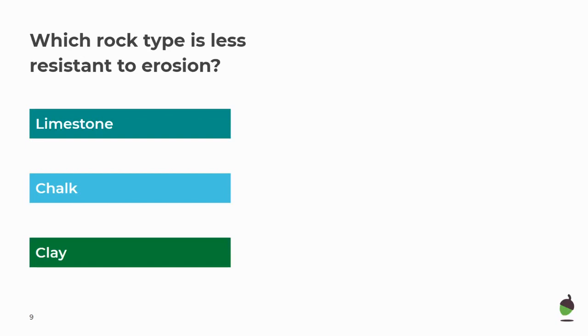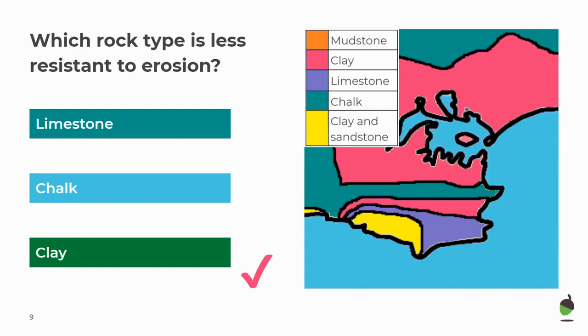Another one for you. So which rock type is less resistant to erosion? Write down your answer. 3, 2, 1. So hopefully you've made your decisions, and I'm hoping you answered clay. If we go back to a snippet of that geology map, we can see that clay on this map is in pink. The pink rock has eroded back, it's retreated back because it is less resistant. Limestone in purple on the map and chalk in green on the map are sticking out. They've formed headlands because they are more resistant to erosion.